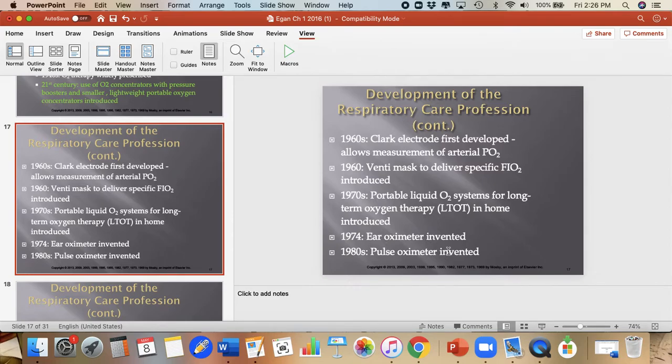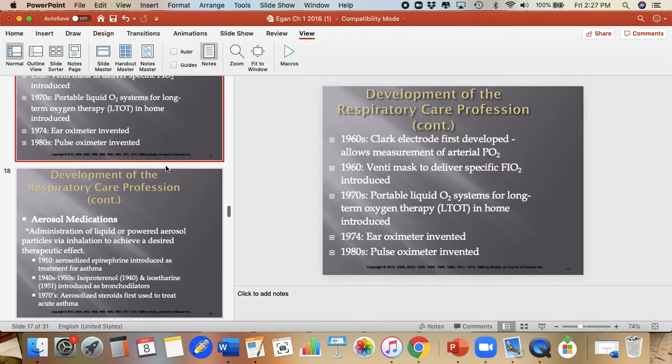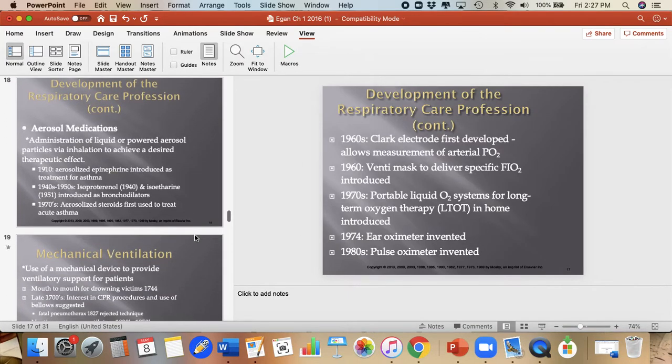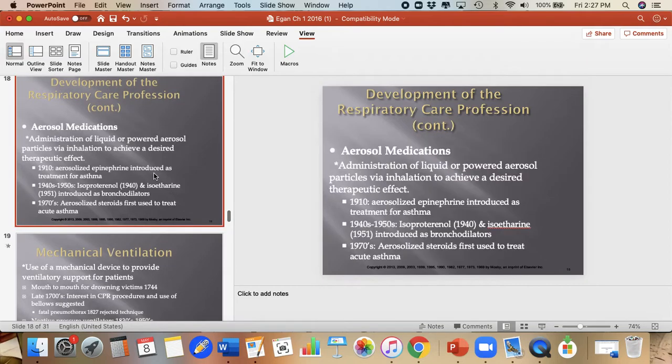And then we have pulse oximeters that were developed later in the 1900s, which are key tools in the respiratory profession today, monitoring the oxygen saturations of patients. They alert you when oxygen saturations start to dip. That's usually a key indicator that something is going on. So it's another important tool in being able to properly care for the respiratory, cardiopulmonary, and renal systems of our patients.